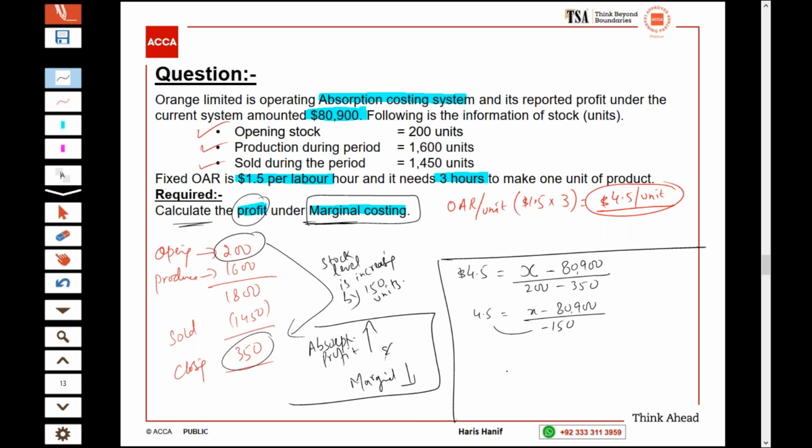When it goes over there, that becomes minus 675 is equal to x minus 80,900. Now x will go over there: 675 plus 80,900 is equal to x. Now my answer is 80,225 is equal to x, that is the marginal profit.